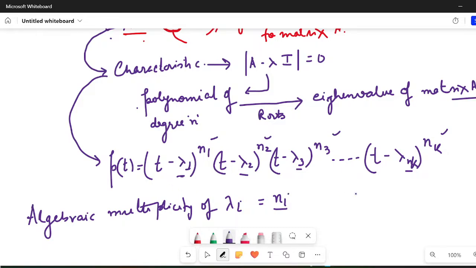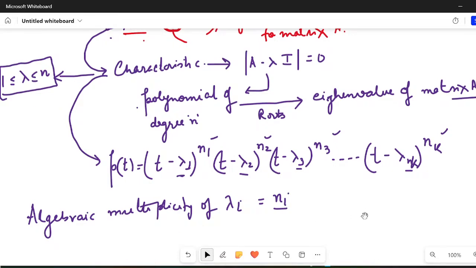In general, by the fundamental theorem of algebra, we also know that a polynomial of degree n can have at most n roots. So the total number of eigenvalues can vary from 1 to n. At most you can have n eigenvalues. They may be distinct, or they may not be distinct as well.